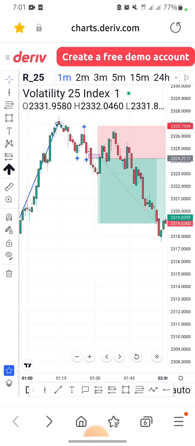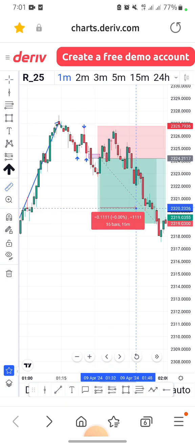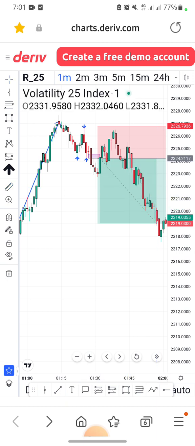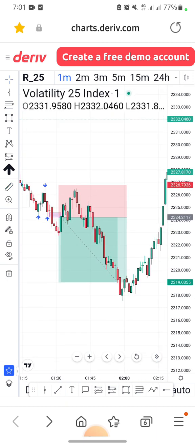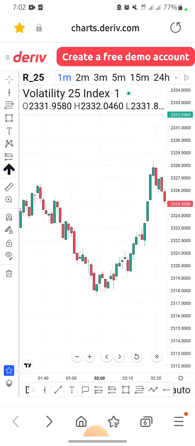As you can see, our 1:2 was hit in less than how many minutes? Less than 30 minutes. We have 25 bars, meaning that our take profit was hit within 25 minutes. So that's okay. So here is now our trade, and after this sell, we have another buy again. Yes, we have another buy signal. We have that buy signal here.